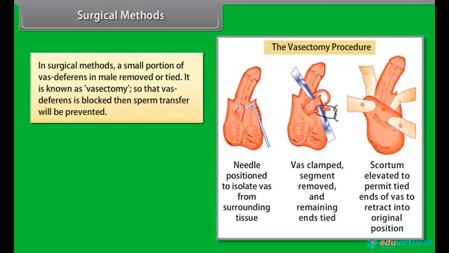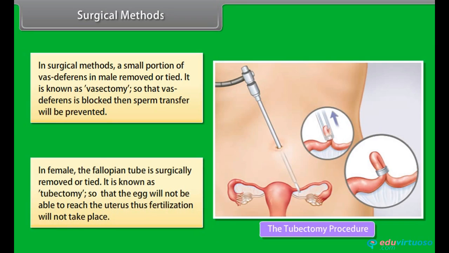Surgical methods. In surgical methods, a small portion of the vas deferens in the male is removed or tied. It is known as vasectomy, so that the vas deferens is blocked and sperm transfer will be prevented. In females, the fallopian tube is surgically removed or tied. It is known as tubectomy, so that the egg will not be able to reach the uterus, thus fertilization will not take place.